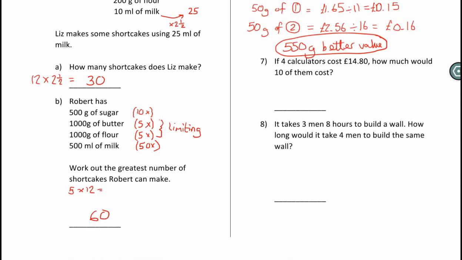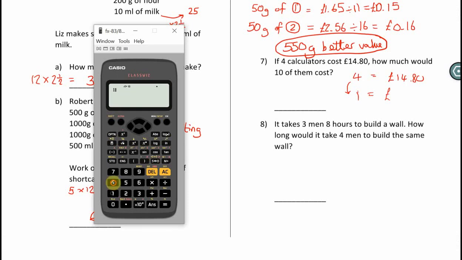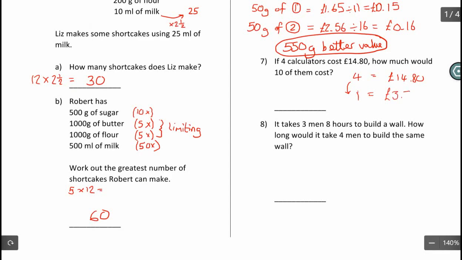4 calculators cost £14.80. How much would 10 of them cost? So what I would probably do here is find out the cost of 1 by dividing by 4. And that would be £3.70. So therefore 10 would be £37.